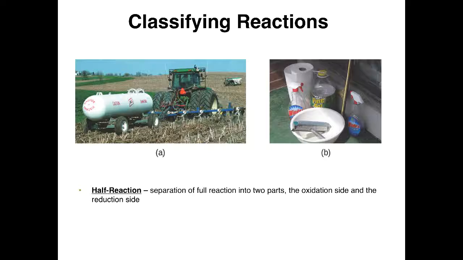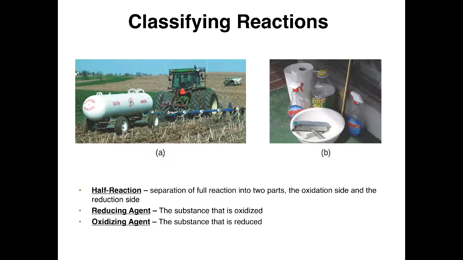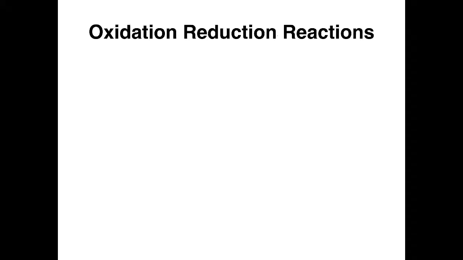Now, when you write oxidation reduction reactions, the most common way to write these is to write them as two half reactions. One of them represents the oxidation side, and one half reaction represents the reduction side. The reducing agent is the agent that is oxidized, and the oxidizing agent is the agent or substance that is reduced. And we already talked about the oxidation number, and we've practiced how to do oxidation numbers.